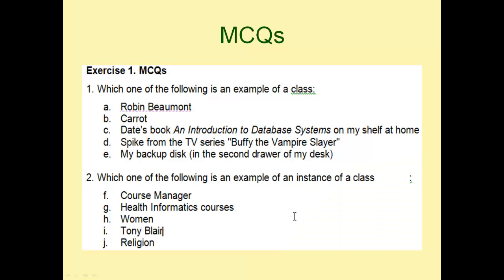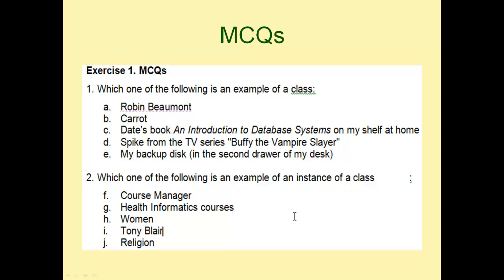All my handouts, all PDF documents on my website have a large number of MCQs in them, and here are some typical examples. So the first one is, which one of the following is an example of a class? Robin Beaumont, carrot, a book on my shelf at home, a spike from the TV series, or my backup disk? Well, we're looking here for an example of a class, not an instance. So we're not really looking for a real-world example, we're looking for something we can make real-world examples from.